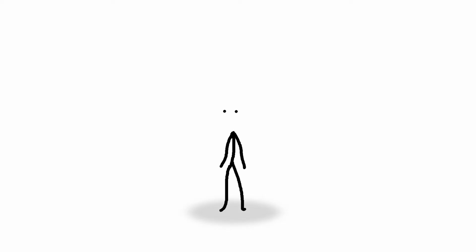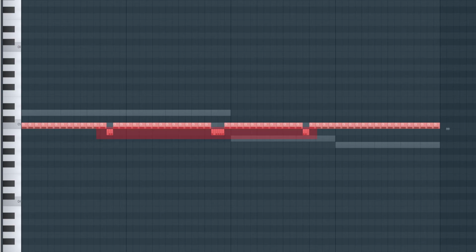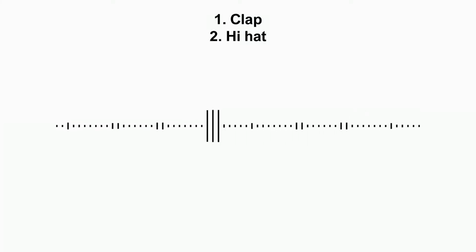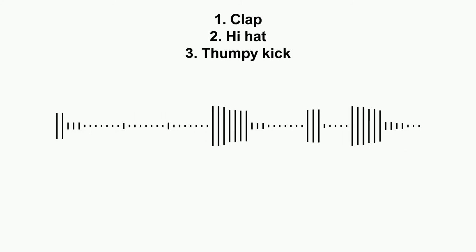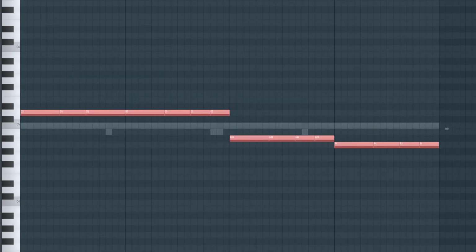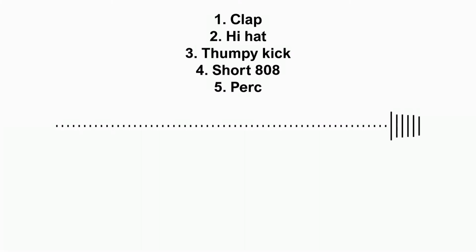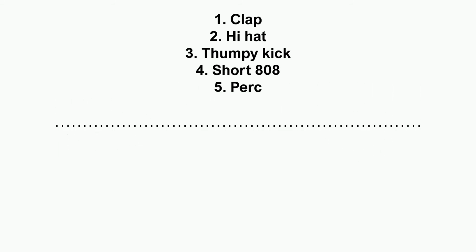The drums on this beat have five main elements: the clap, hi-hat, a thumpy kick, a short 808, and a perk. The clap is pretty simple, just put it here. Also add a hi-hat on every step and add rolls around the end of every bar. Add the kick like this. Add the bass note from the melody to the 808 and add a perk around the middle of every beat. And that's it for the drums.